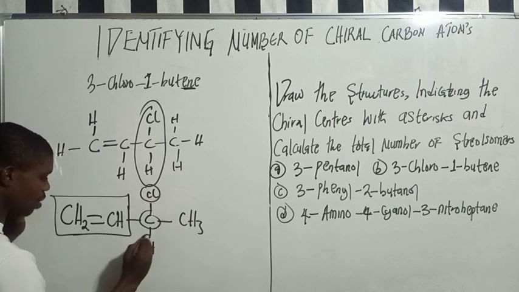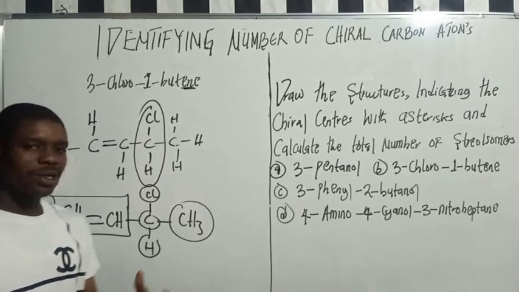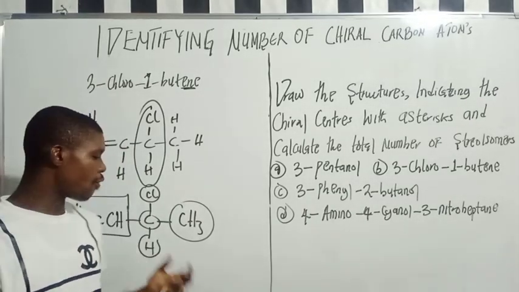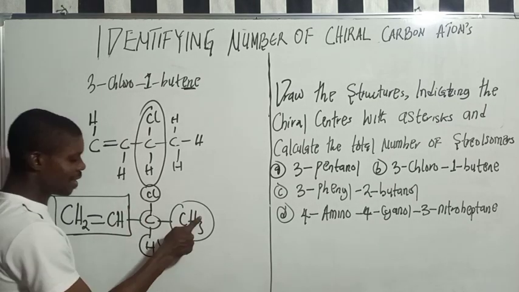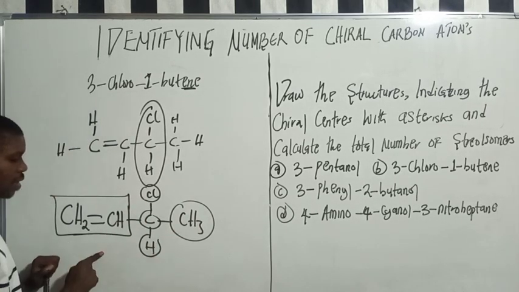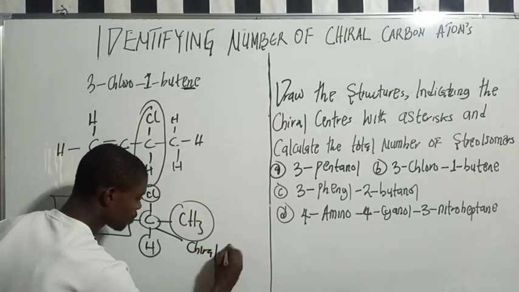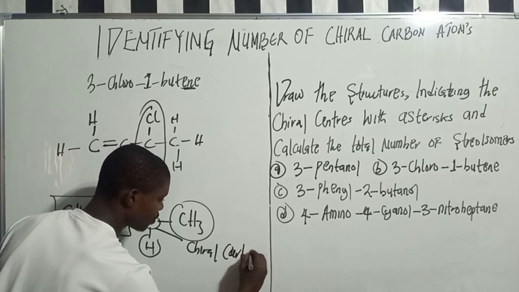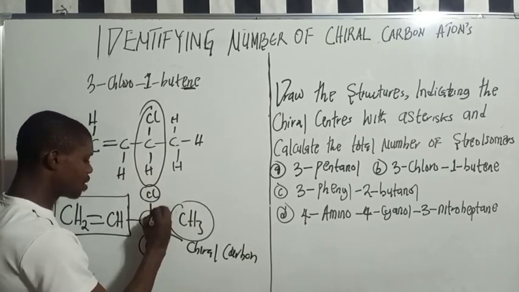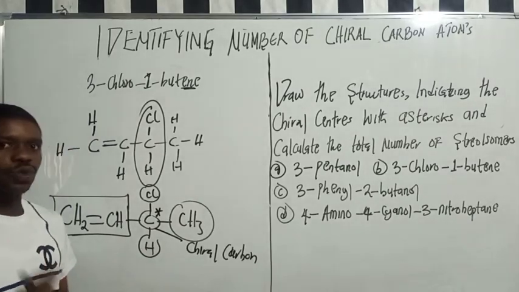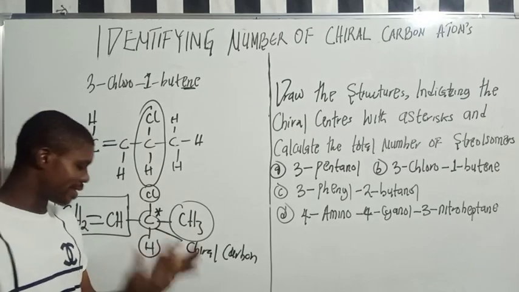Now when you look at this carbon here, you can see that this carbon has 4 different groups attached to it, right? Chlorine is different from this, this is different from this, and this is different from this here. Because of that, this is a chiral carbon. So it has 1 chiral carbon, or 1 stereo center, or asymmetric center.